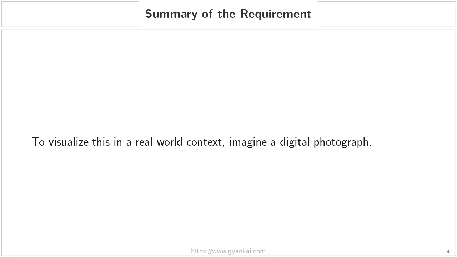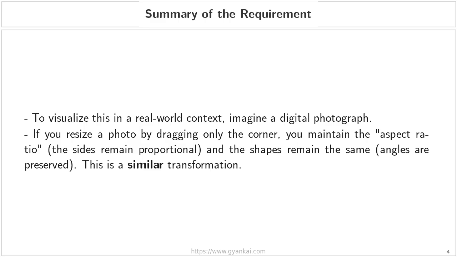Think about when you are working with a digital photograph on your phone or computer. Imagine you are resizing a photo. If you click and drag only the corner of the image, you'll notice that the photo grows or shrinks, but the content stays perfectly natural. This is because you are maintaining what we call the aspect ratio, meaning the sides remain proportional, and the shapes within the photo remain the same because the angles are preserved. In mathematics, we call this a similar transformation.